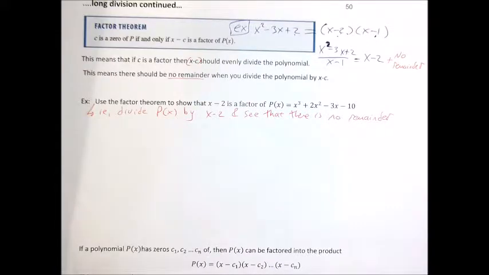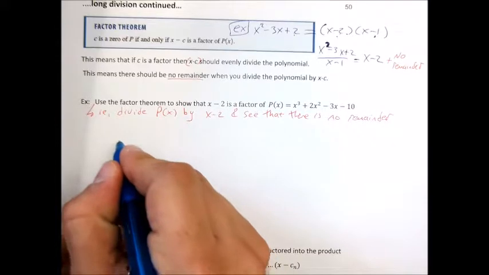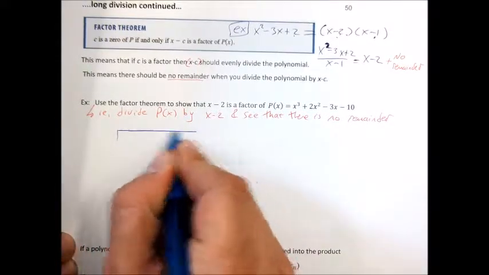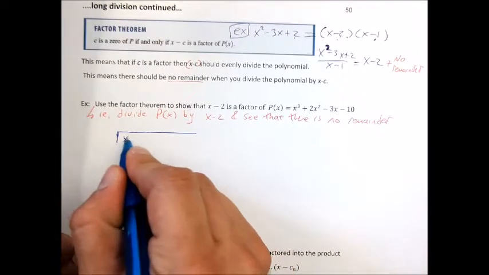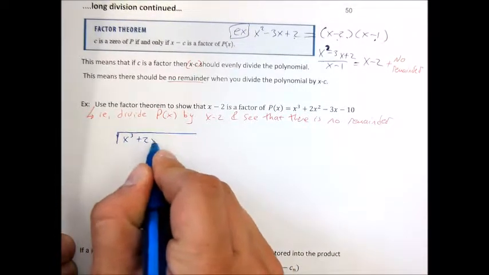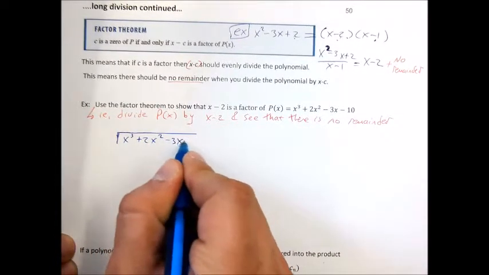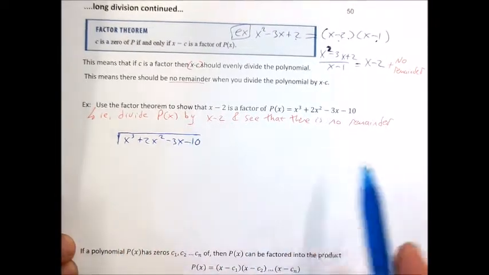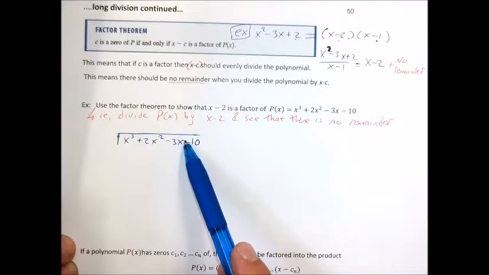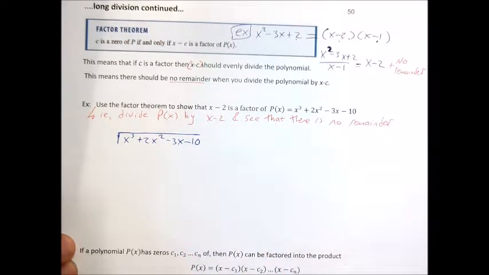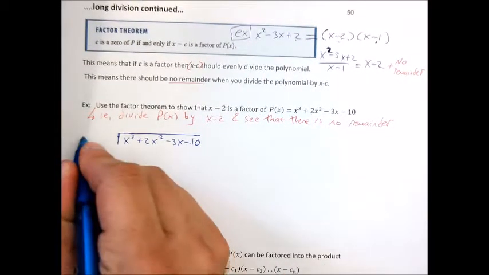So let's set this one up just like we've set all the other ones up, right? We start by writing out our division sign. We put our polynomial inside, x cubed plus 2x squared minus 3x minus 10. I'm not missing any variables. I've got a cube, a squared, a single, and a 0, right? So I don't have to add any, so that's good. And then I put my x minus 2, my divisor, on the outside.